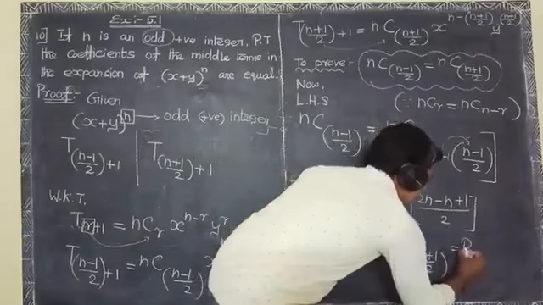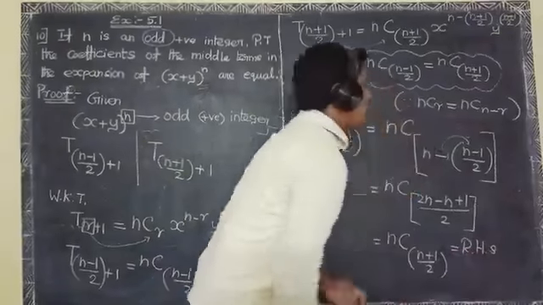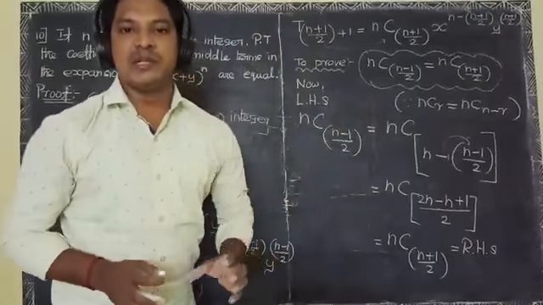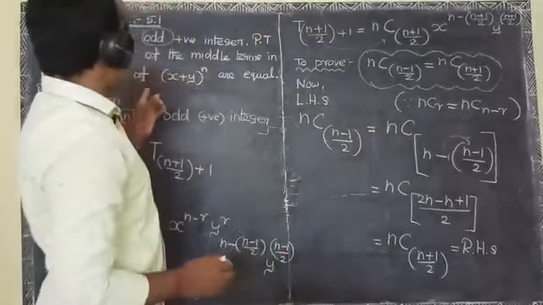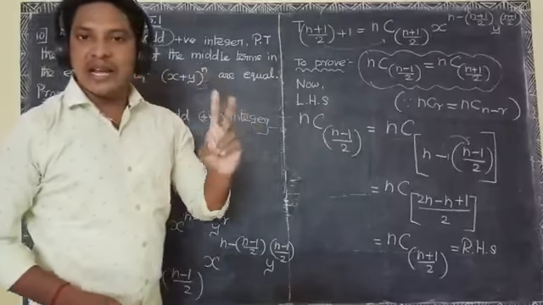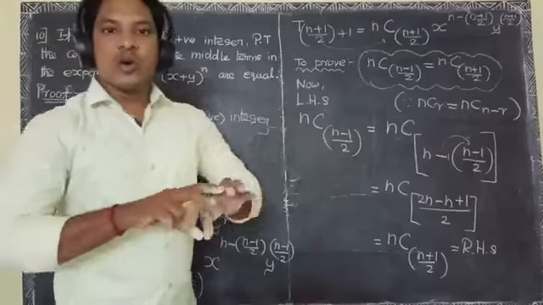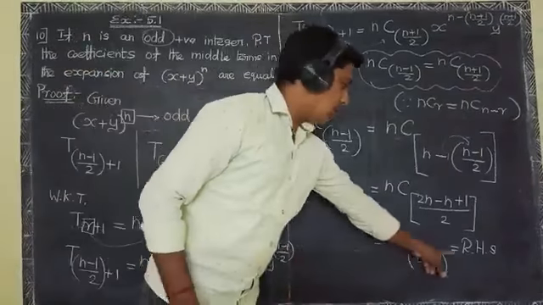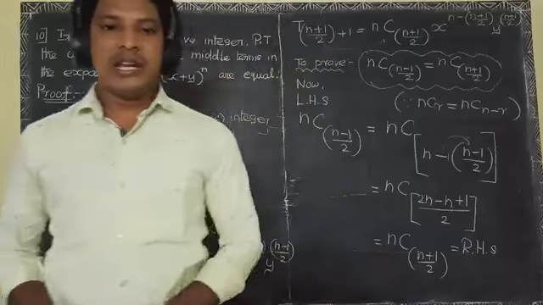Therefore, when n is an odd positive integer, the expansion contains two middle terms, and the coefficients of the middle terms are equal. Hence proved.